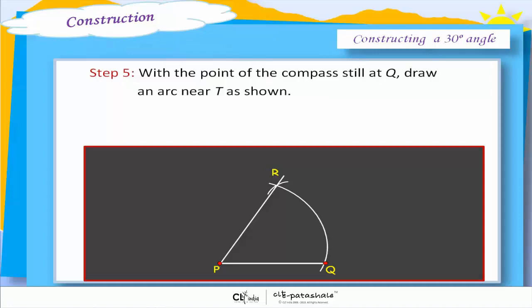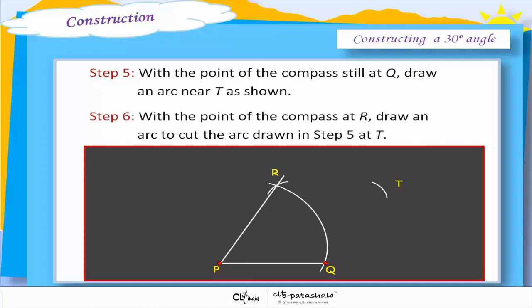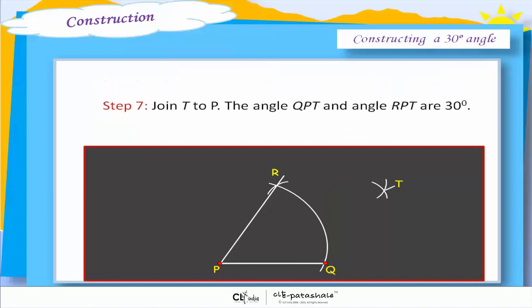Step 5. With the point of the compass still at Q, draw an arc near T as shown. Step 6. With the point of the compass at R, with the same radius, draw an arc to cut the arc drawn in step 5 at T. Step 7. Join T to P. The angle QPT and angle RPT are 30 degrees.